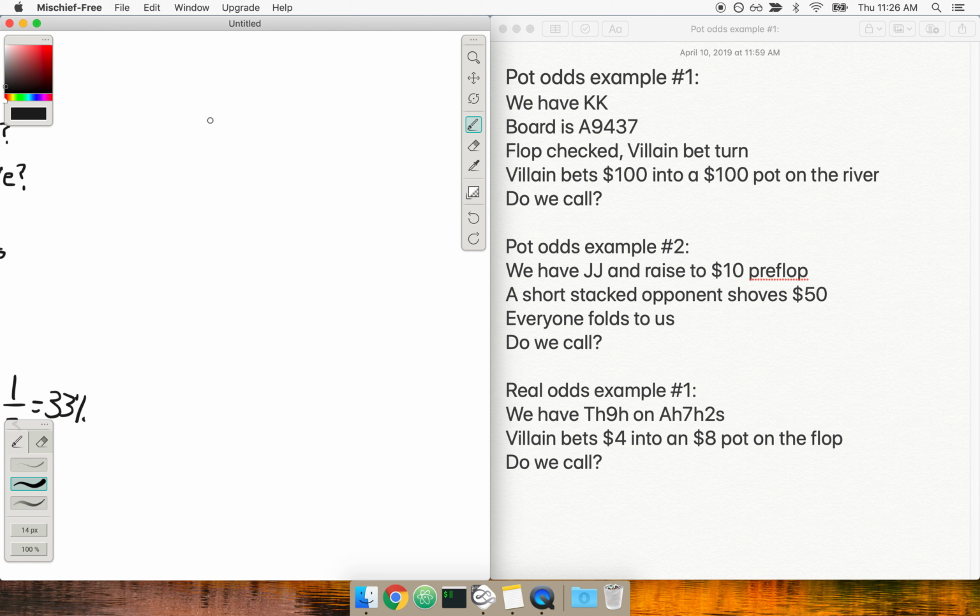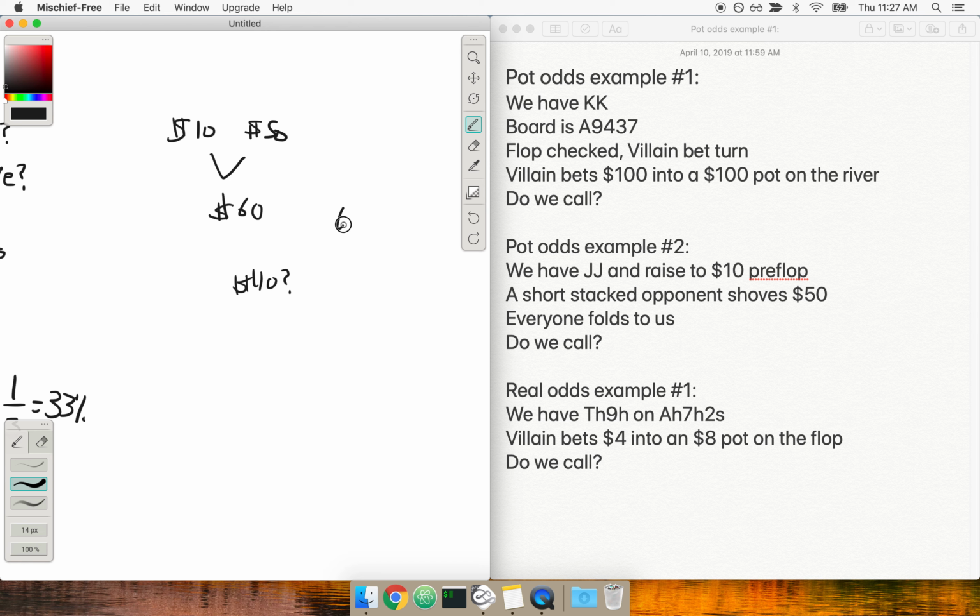So let's see. We put in $10 into the pot. Our opponent put in $50 into the pot. And let's just assume that the blinds get raked away. So now we need to put in 40 more. So the pot now is $60, and we need to call another 40. So how much equity do we need here?